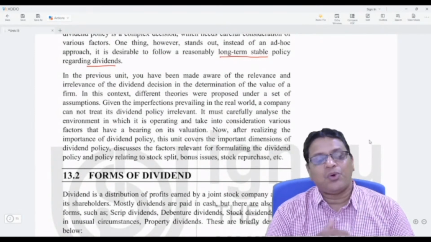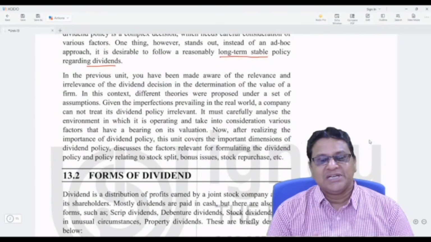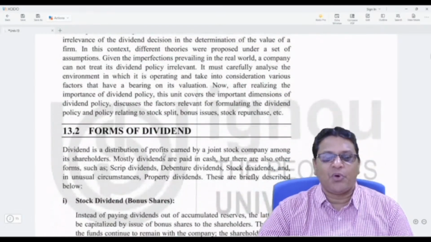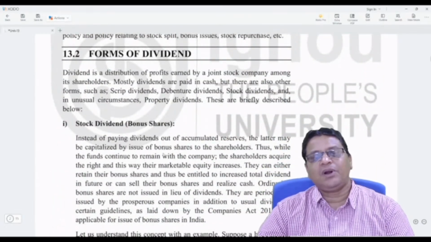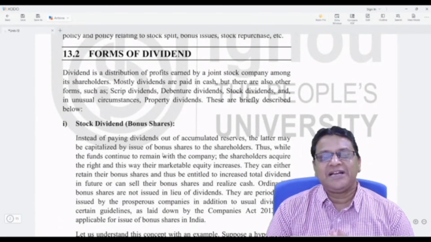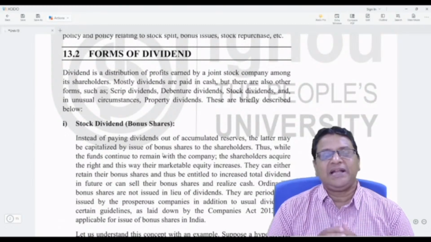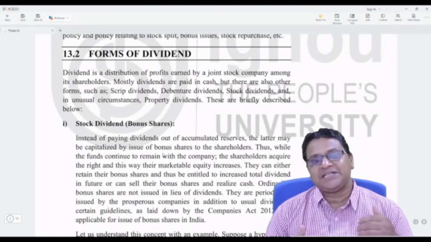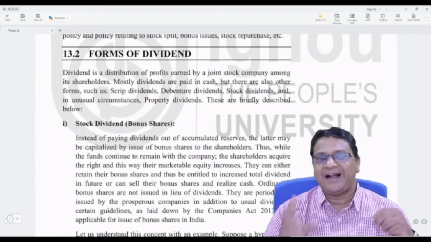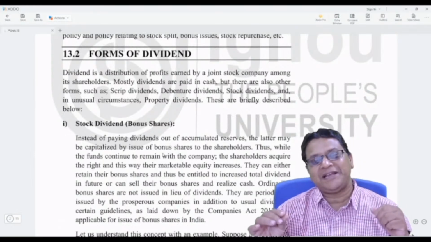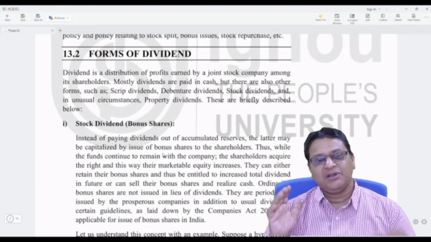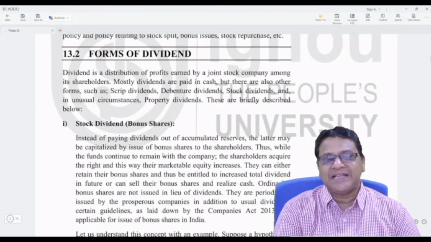Next, we will discuss what are different ways in which dividend can be paid to the shareholders. So that is known as different forms of dividend. What are different forms of dividend? We know that normally the dividends are paid in cash. When I use the term cash, I mean it is paid through check or through bank transfers, not in hard cash. So mostly dividends are paid in the form of check or in the form of bank transfers. Clear? So dividends are paid in cash.